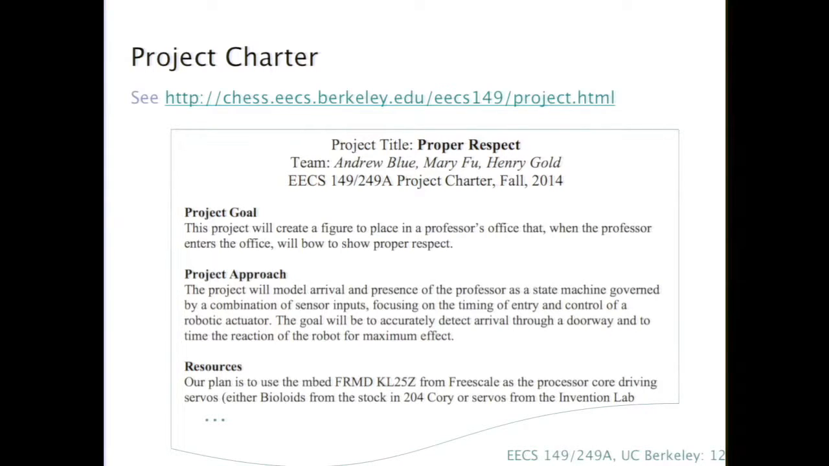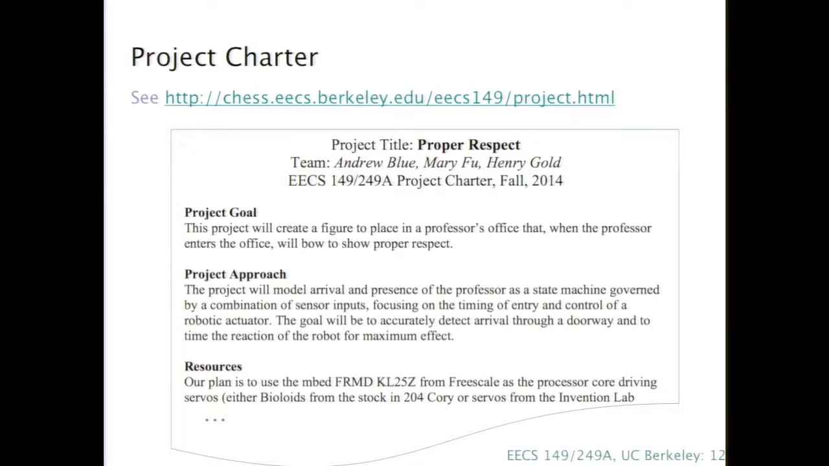The project approach, this is really important, okay? You want to model the arrival and presence of the professor as a state machine governed by a combination of sensor inputs, focusing on the timing of entry and the control of the robotic actuator. The goal will be to accurately detect arrival through the doorway and to time the reaction of the robot for maximum effect. Okay? So arrival through the doorway is not the same as just there's something in front of me. How do you model that? How do you detect the difference between arrival at the doorway and the professor opening the door for a visitor who's coming in? These are questions that you can start to answer by trying to construct a model of this system.